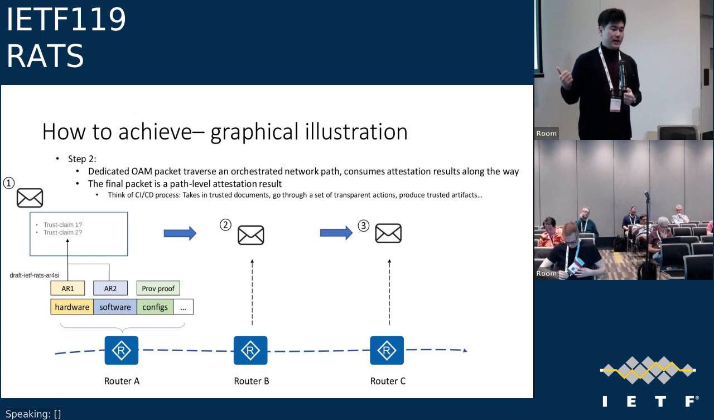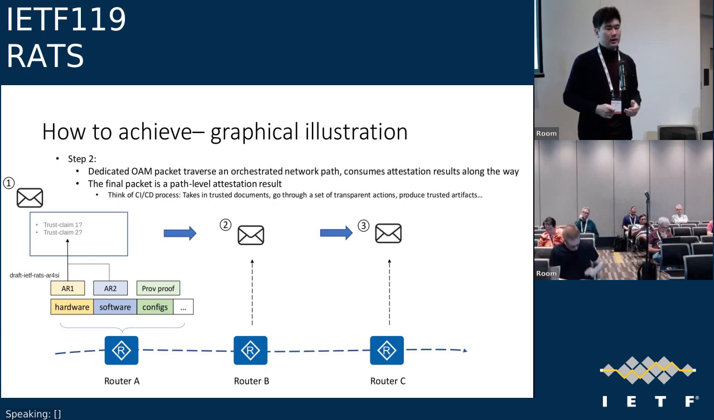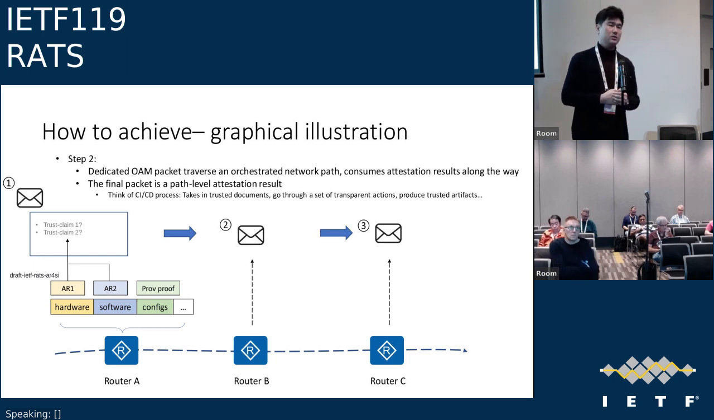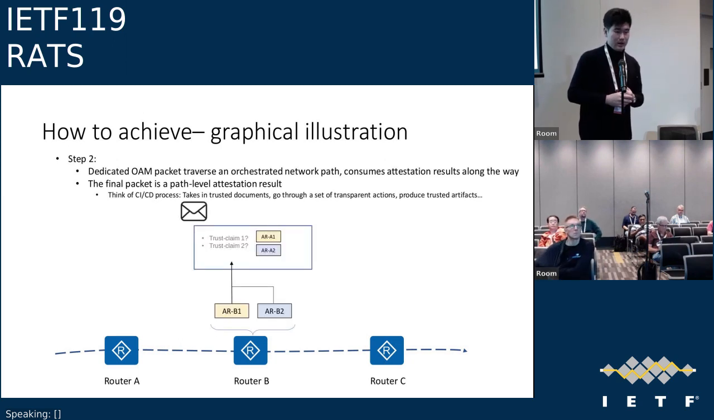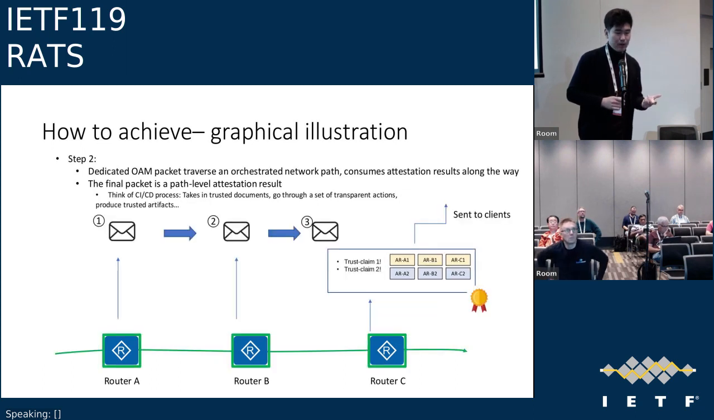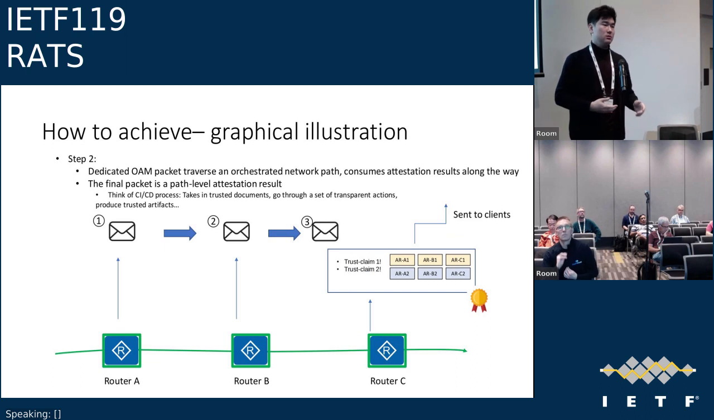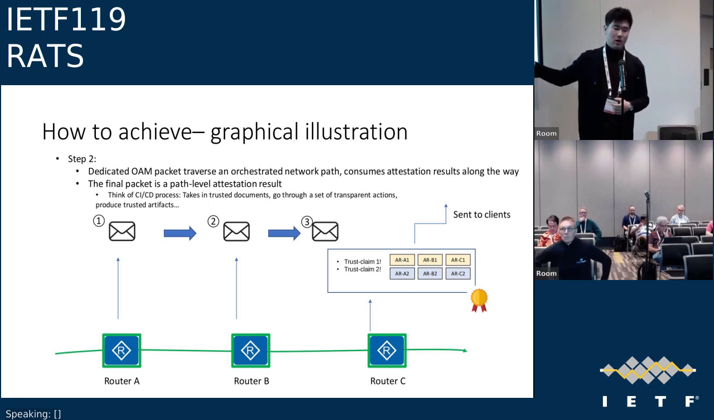Then we can have this dedicated packet that traverses a path that may be orchestrated using segment routing, or any kind of explicit routing, or just regular traditional routing. This dedicated packet traverses the path and consumes the individual attestation results that secure the hardware, the software, the configuration and everything, and the trusted links. Then finally, next slide, please. Next slide. This will produce a final path-level attestation result that is more or less coincidental to what Hank mentioned. This is the way that we connect things to each other. And then we send this to clients for auditing or verification.